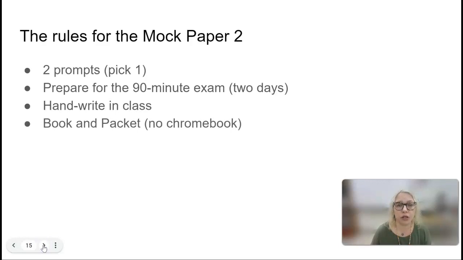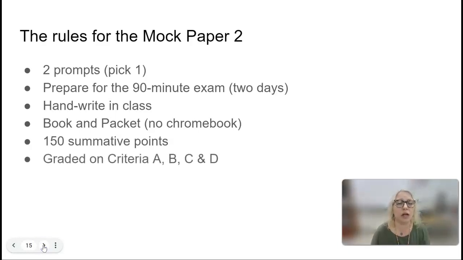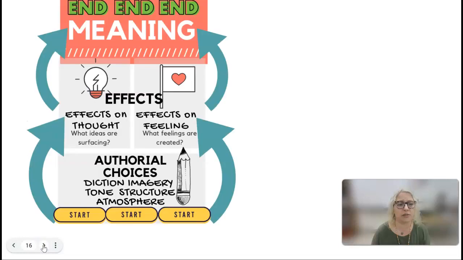You may use your book, you may use your packets, you may use an outline or any print materials that you have that you've used to prepare for the essay, okay? But you may not use electronics. So I'm going to make you put your phones away and keep them away. I don't want you looking up spellings. I just want you to do your best. And I don't want you to use your Chromebook. So no electronics whatsoever. It's going to be worth 150 summative assessment points, and it will be graded on all 4 criteria.